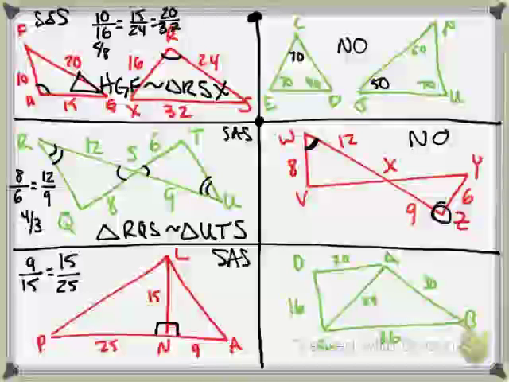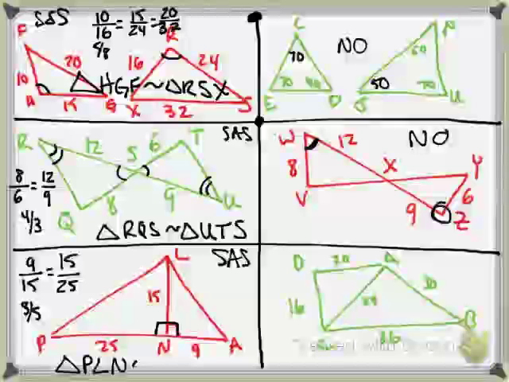That 15 is in both triangles. It's the bigger one in one triangle and the smaller one in the other triangle. What does 9 over 15 reduce to? 3 over 5. Does 15 over 25 also reduce to 3 over 5? Yes, it does. So that means these two triangles are similar, which means now we need to name them. I'm going to call the first one PLN.